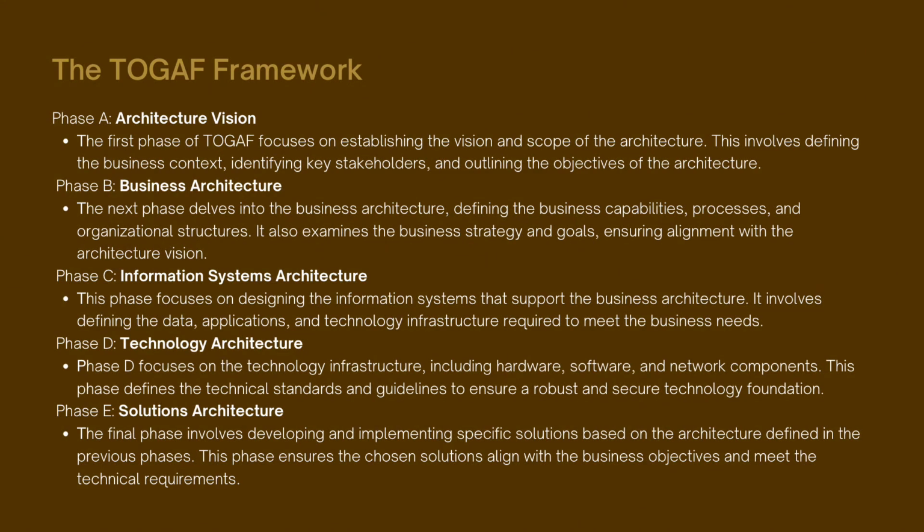This phase focuses on designing the information systems that support the business architecture. It involves defining the data, applications, and technology infrastructure required to meet the business needs. Phase D: Technology Architecture. Phase D focuses on the technology infrastructure, including hardware, software, and network components. This phase defines the technical standards and guidelines to ensure a robust and secure technology foundation.